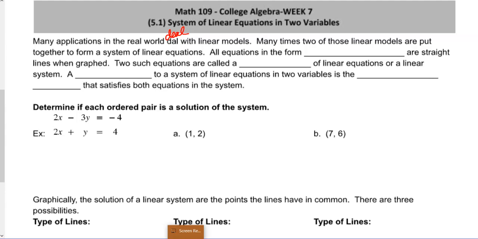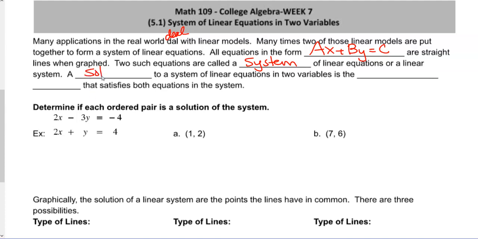Now, all equations in the form ax plus by equals c are straight lines when graphed. So if you can transform that, if you remember we had y equals mx plus b, we can easily graph those with the y-intercept and the slope. Now, two such equations are called a system of linear equations, or a linear system.